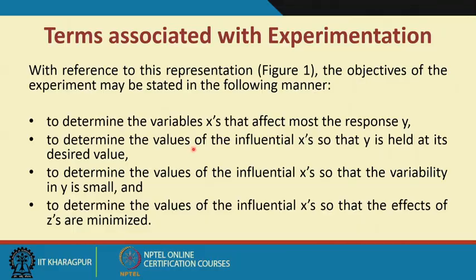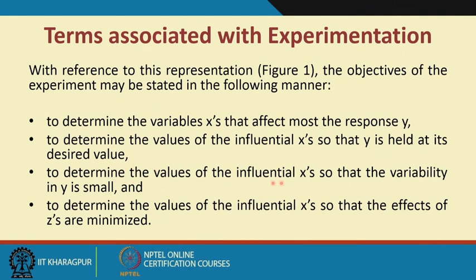The next objective is to determine the values of the influential x's so that y is held at its desired value. That is most important, as we have stated, that the output value should be held at the target value. The target value could be the desired value or the nominal value. So in order to get y at its target, what could be the values of the influential x's, the x's which are significant?